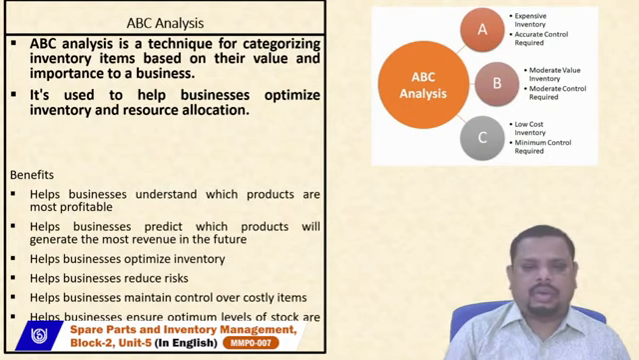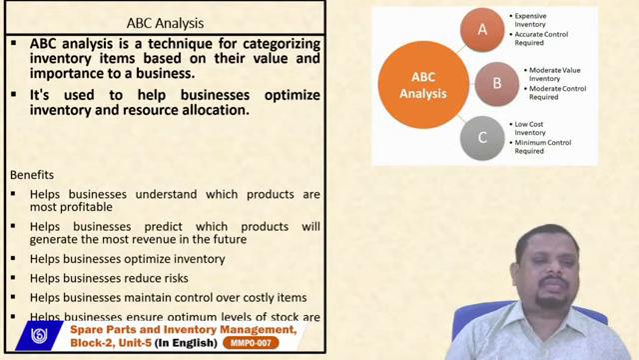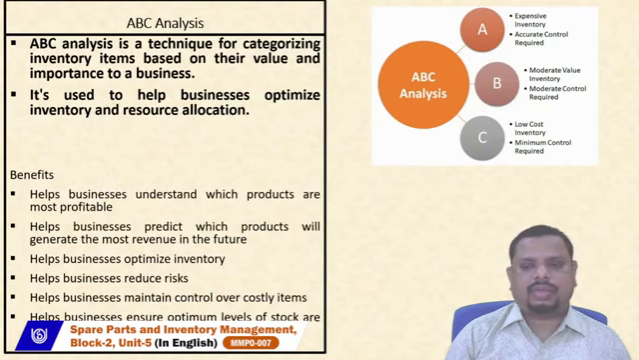So what are the benefits of ABC analysis? It helps the business understand which products are more profitable. It helps the business predict which products will generate the most revenue in the future. And it helps the business optimize inventories. If you optimize the inventory, there is no need for extra holding cost, and if there is no holding cost, automatically your revenue generation goes higher.